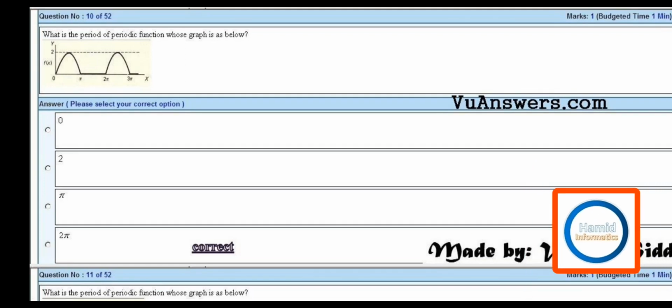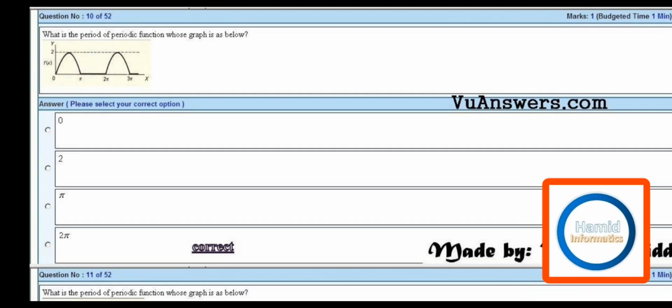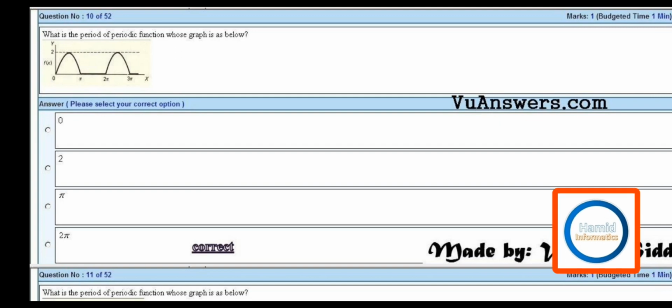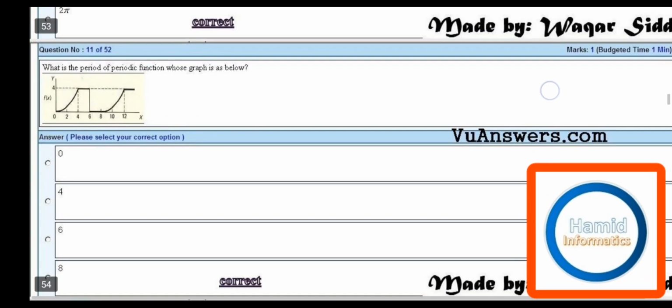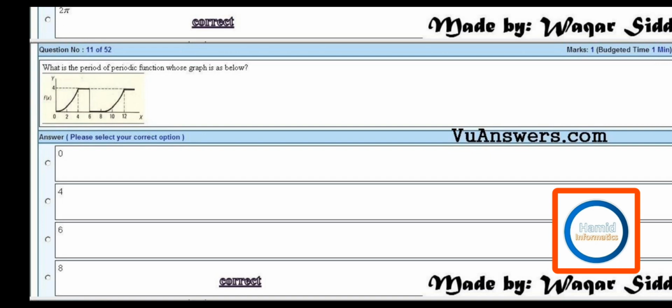What is the period of the periodic function whose graph is as below? And this is the figure, and the answer is 2 pi. What is the period of the periodic function whose graph is as below? And this figure, and the answer is 8.